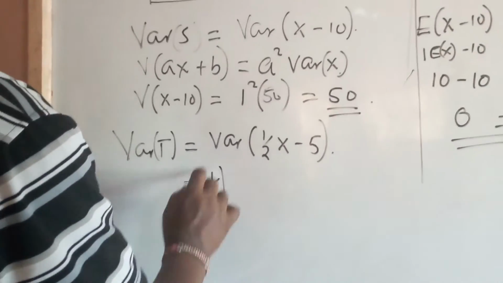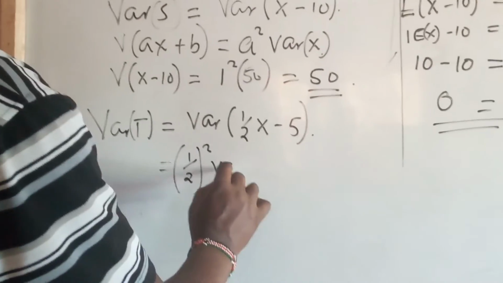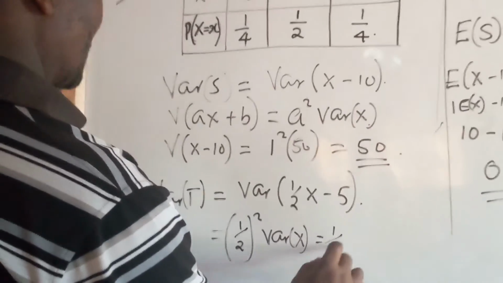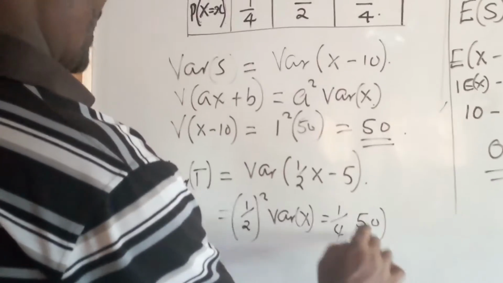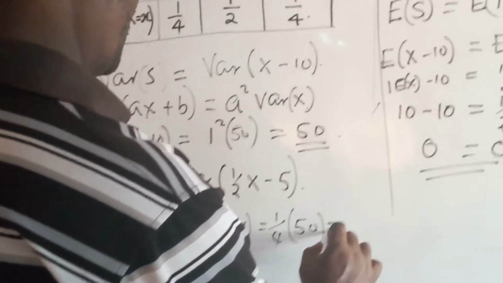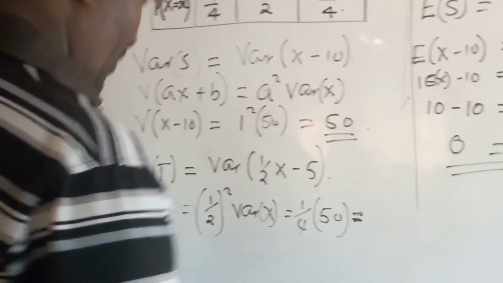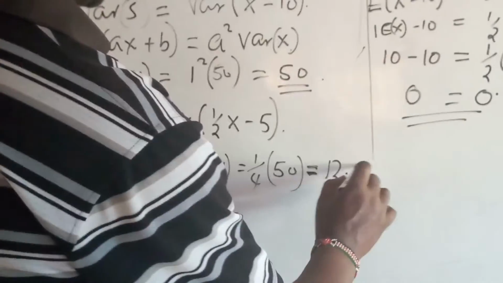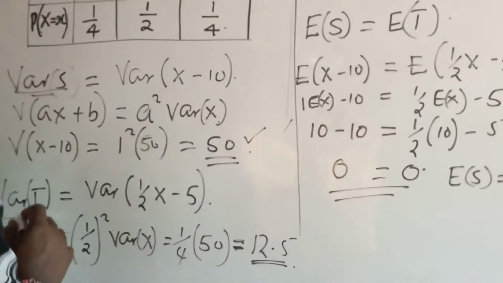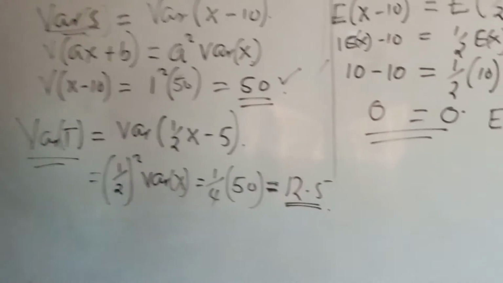So a half squared times the var of x, which is a quarter, times the variance of x being 50 in the previous example, and this one is 50 divided by 4, which is 12.5. So you can see that the var of s is not equal to the var of t. The variance of s is 50 and the variance of t is 12.5.